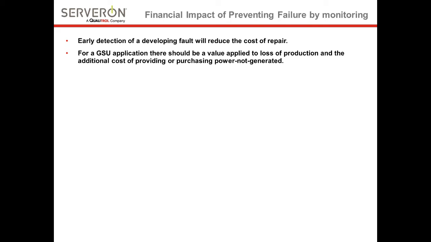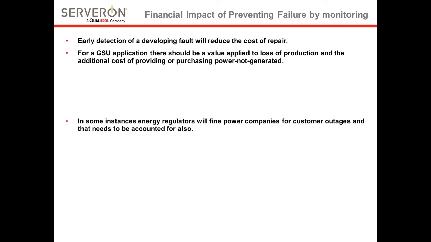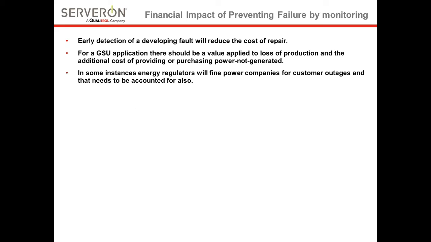For a GSU application, there should be a value applied to loss of production and potentially the additional cost of providing or purchasing power not generated, if that's required. In some instances, energy regulators will fine power companies for customer outages, and that should be accounted for also if that applies.